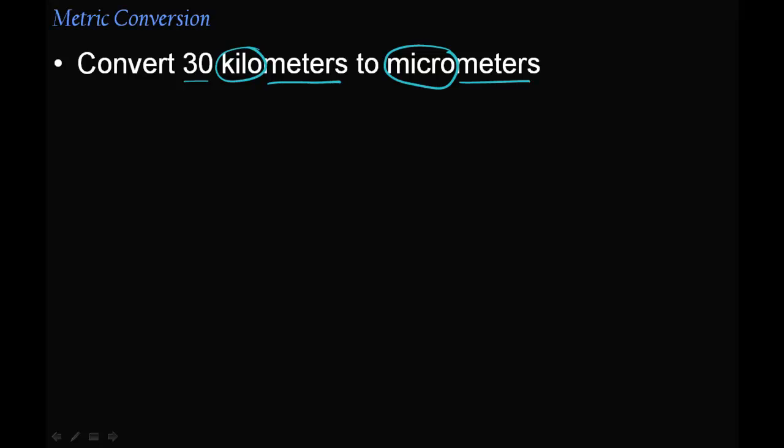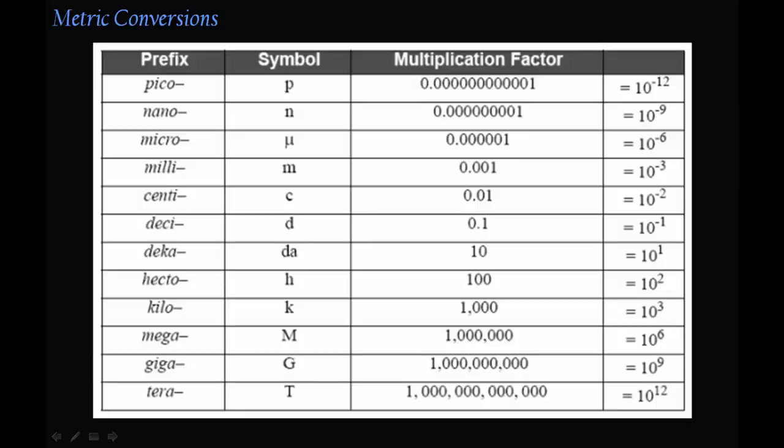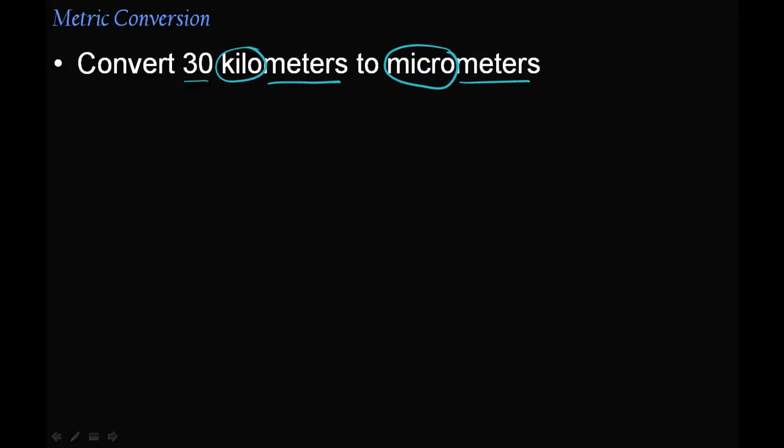So let's go back to our conversion chart and find our two prefixes. So here's kilo, which is 10 to the power 3. Here's micro, which is 10 to the power negative 6. So kilo, 10 to the positive 3, micro, 10 to the negative 6. Now to find our conversion factor, we want to find the difference between these two numbers. So we can just subtract them.